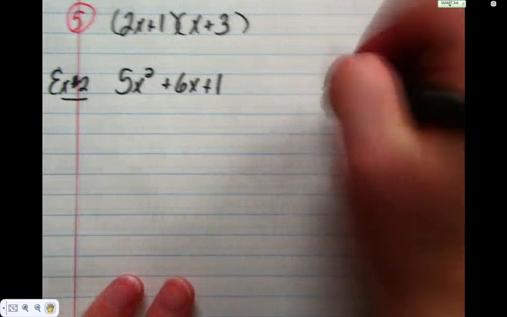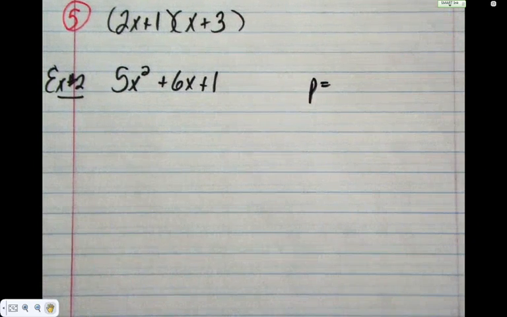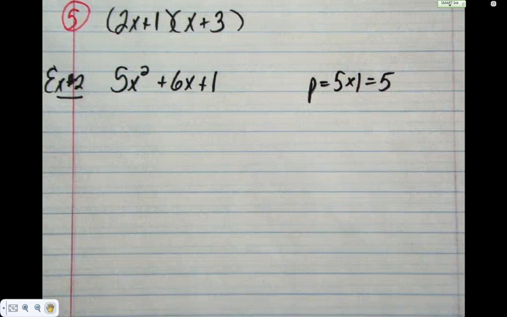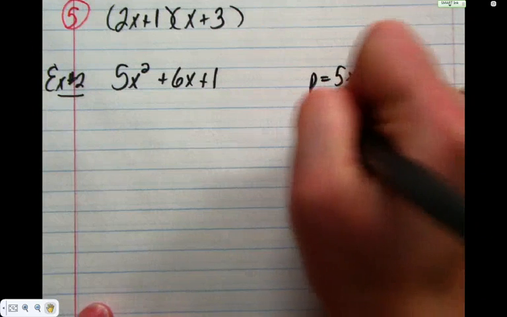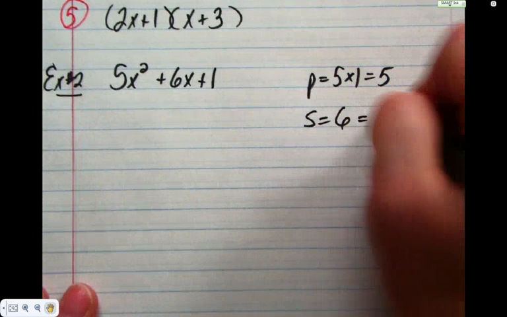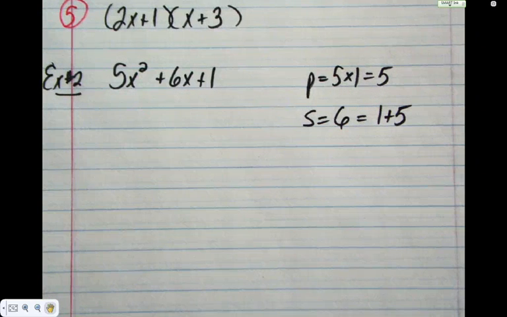Step number 1 is product. Product is the first times the last, which in this case is 5 times 1, so it's 5. You don't need to write the 5 times 1. If you just want to put 5, that's fine. I'm just showing you all the steps for the first couple. Step number 2, we're looking for the middle number, which is 6. What are the only pairs of terms that are going to multiply to give us 5, add or subtract to give us 6? 1 and 5 is the only combination for this one. 1 plus 5, 5 plus 1, I don't care about the order, it's 1 and 5.